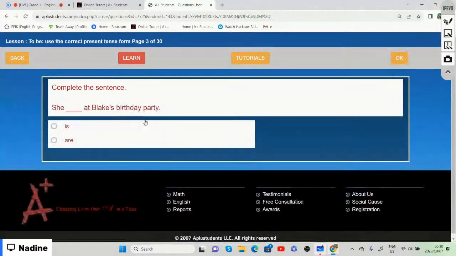She, one person, she. Do we say she is at Blake's birthday party or she are at Blake's birthday party? She, we're only referring to her as one person. Do we say she is at Blake's birthday party or she are at Blake's birthday party?